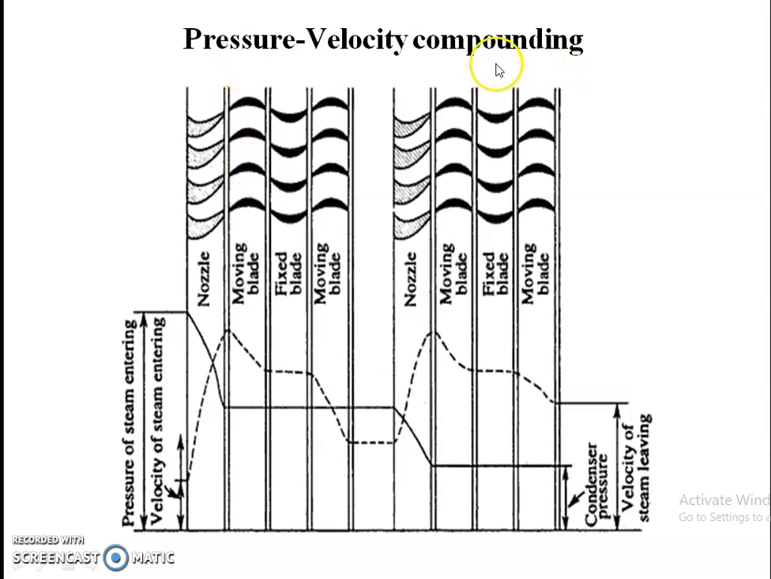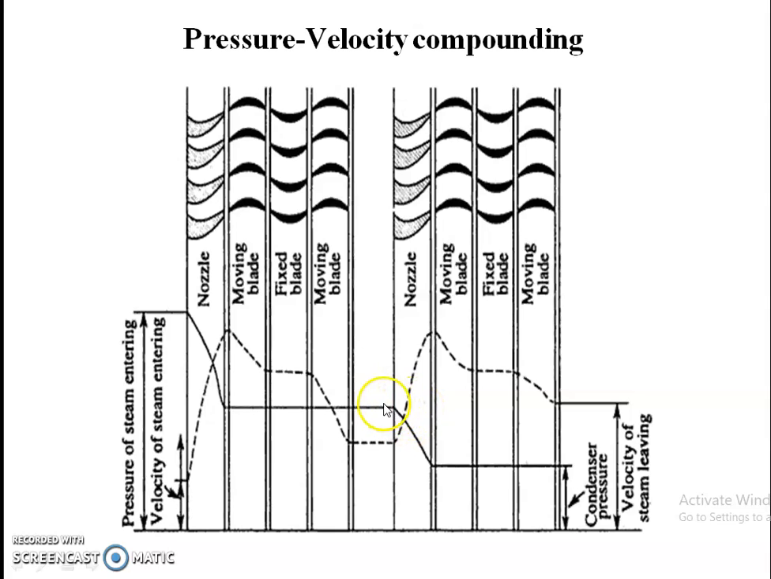In this pressure velocity compounding there are two sections, one turbine on the left hand side and one on the right hand side. Each has a nozzle section, moving blade, fixed blade, and moving blade. This shows how the pressure drop is reduced and how the velocity increases from the steam entering section and is reduced at the steam leaving section. The pressure of the steam entering the nozzle section drops in the nozzle section, and afterwards the pressure remains the same in the moving blade and fixed blade sections.